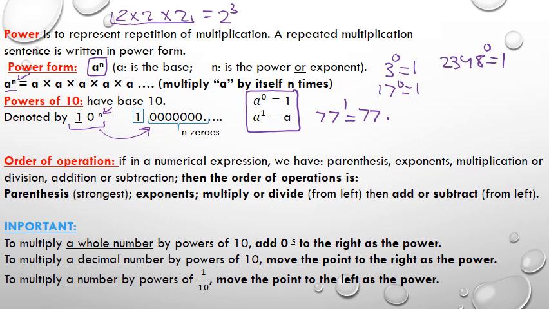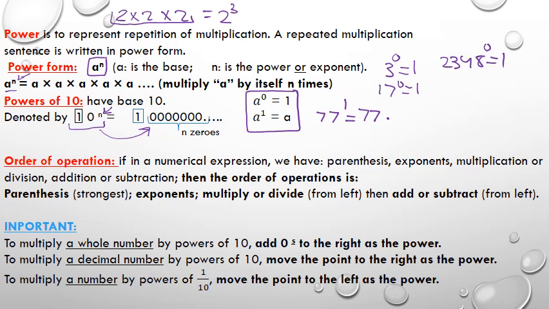In our lesson, which is powers, we also have to apply order of operations if we have a numerical expression. In this numerical expression, we have parentheses, exponents, multiplication or division, addition or subtraction. Then what will be the order of operations? Parentheses is the strongest, so we start with the parentheses. If we have more than one parenthesis, we start each parenthesis from left.